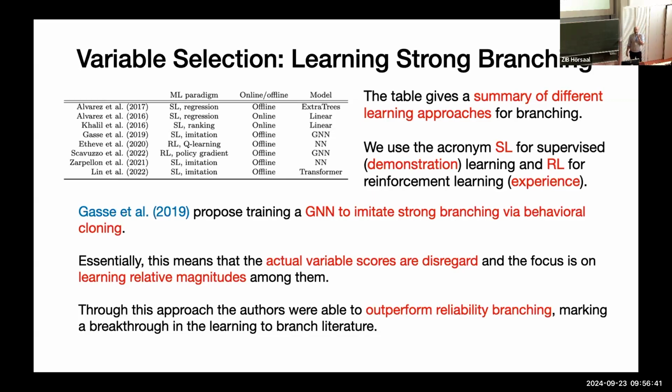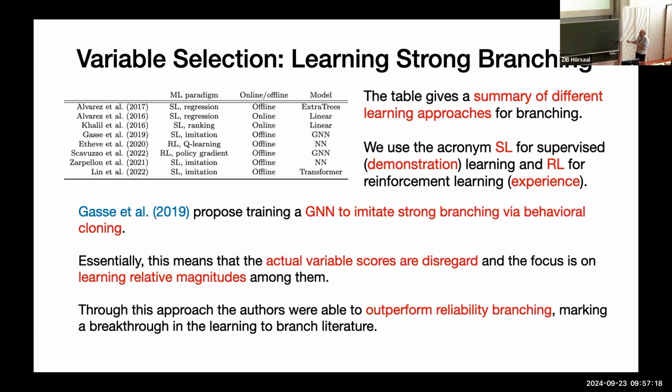Before that, the algorithms were trying to actually predict the score of strong branching, which means that for every variable, they would try to compute the improvement of the bound. This is actually very difficult, because you are comparing objects on which, if you make a mistake, it is going to be problematic. Behavioral cloning instead says that you don't want to learn the score itself, but the relative magnitude, essentially ranking the variables according to which one potentially gives you a good branching score.